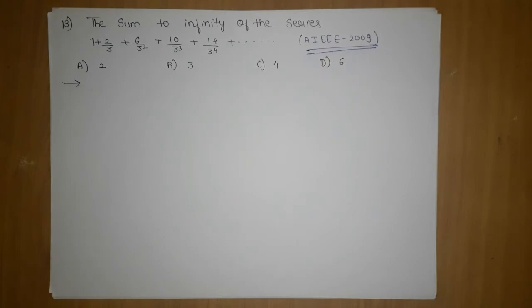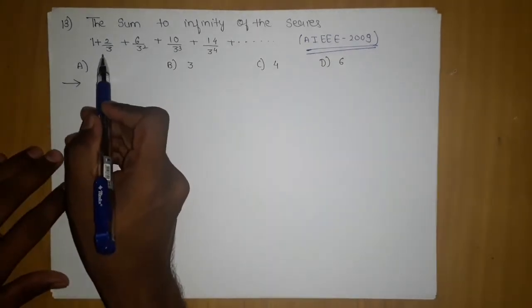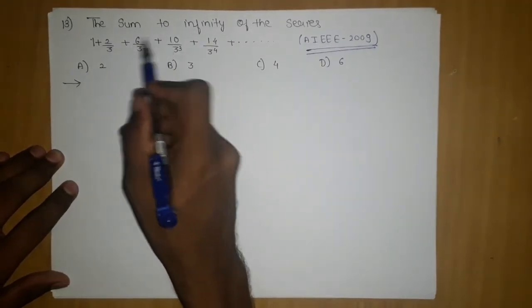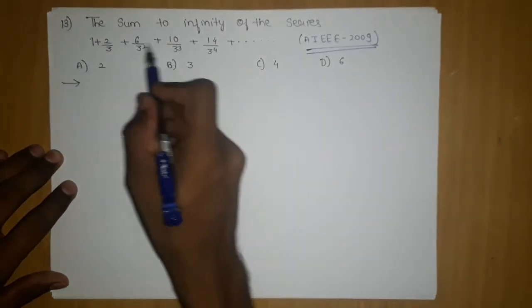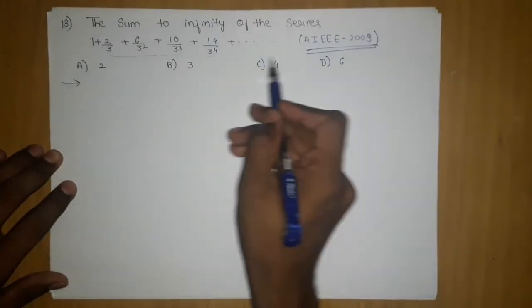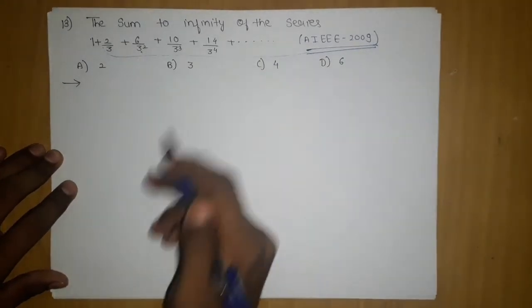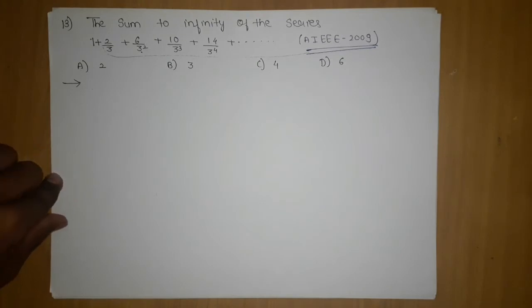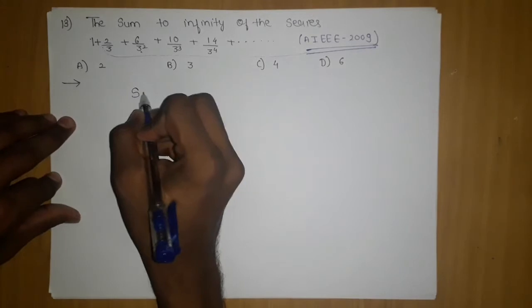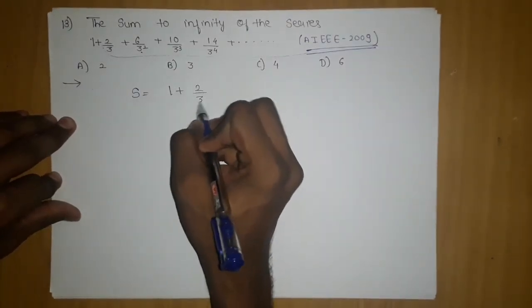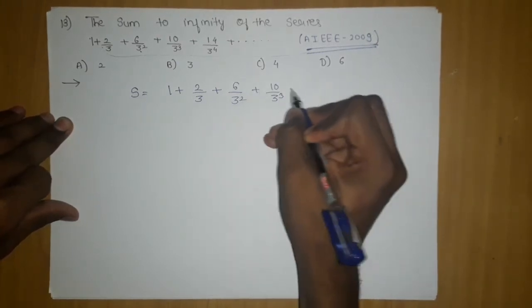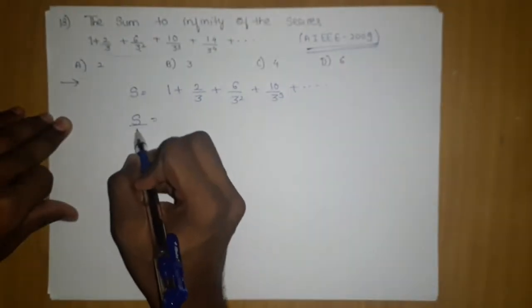So you can clearly make out, here I have 2 and here I have 6, so the difference is 4, here the difference is 4, here also the difference is 4. So all have a difference of 4. So this is going in AGP, with a common ratio, so I can use the AGP method to solve this. How did we used to solve it? We used to consider its sum. Let its sum be S. What was the series given? 1 plus 2 by 3, 6 by 3 square, 10 by 3 cube, and so on. Now we will multiply it by r, which is 1 by 3, giving S by 3.